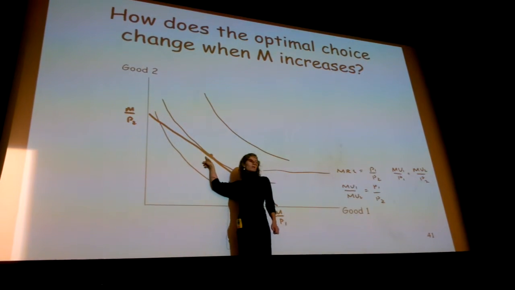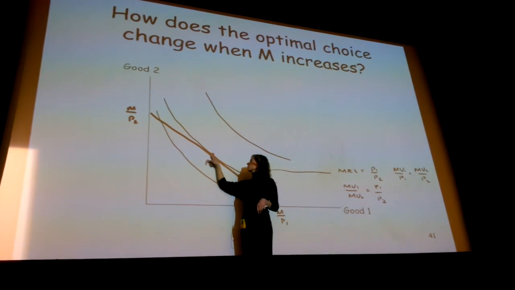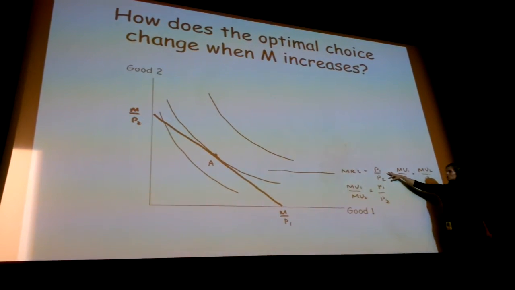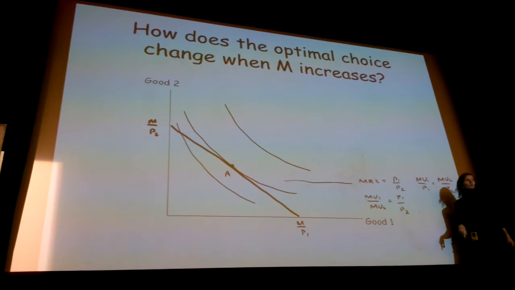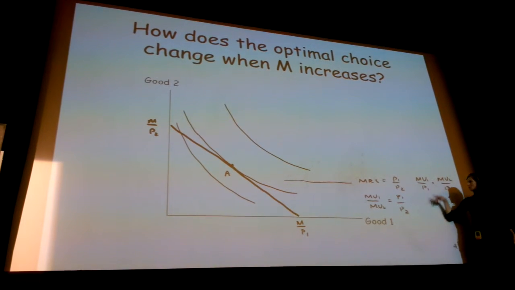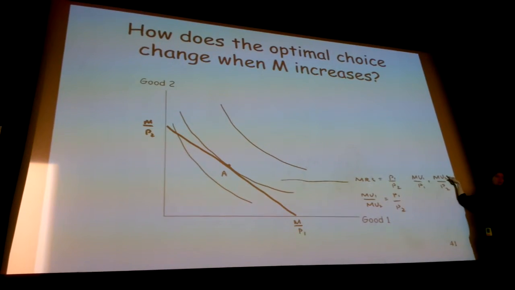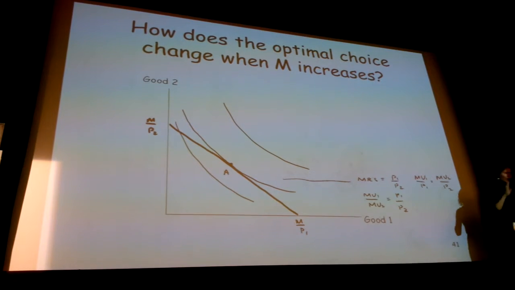So at point A, the marginal rate of substitution is equal to the price ratio. That just means the slope of the indifference curve is equal to the slope of the budget constraint. Saying that the marginal rate of substitution is equal to the price ratio is the same as saying that the marginal utility of good 1 divided by the marginal utility of good 2 is equal to the price ratio, which is the same as saying that MU1 divided by P1 is equal to MU2 divided by P2. These are all equivalent. Okay.